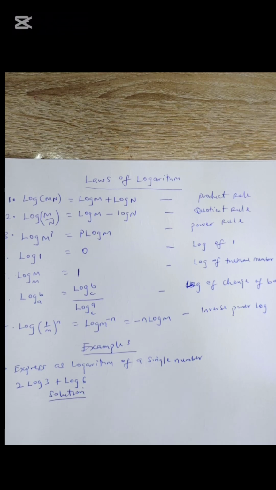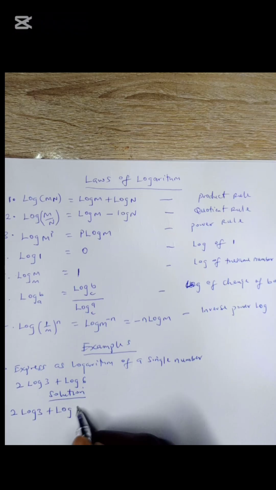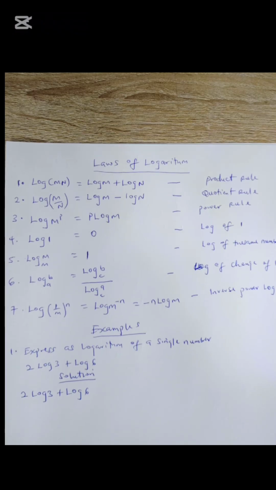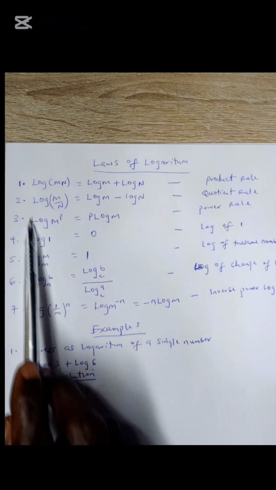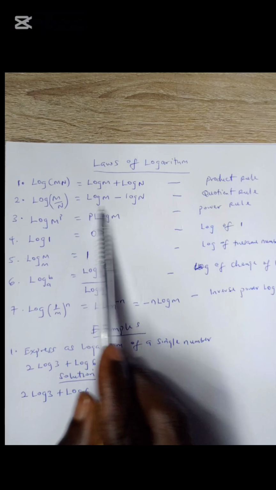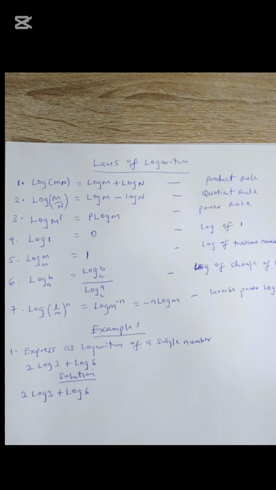Solution. We have 2 log 3 plus log 6. How are we going to do this? Don't forget, this is similar to our power law. You can turn it from here to this side, or the other way. So we say log 3 raised to the power 2 plus log 6. Log 3 raised to the power 2 means 3 times 3, so we have log 9, then plus log 6.